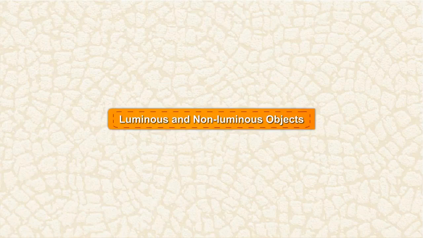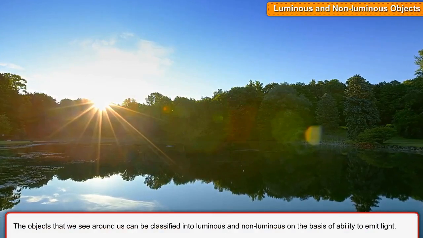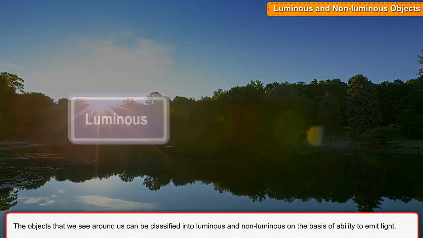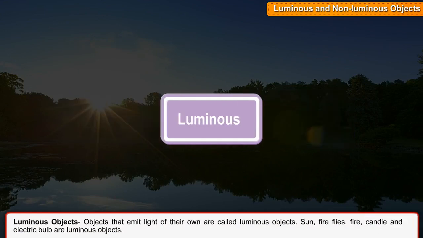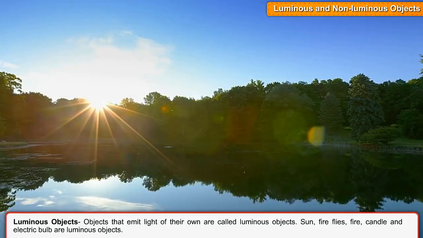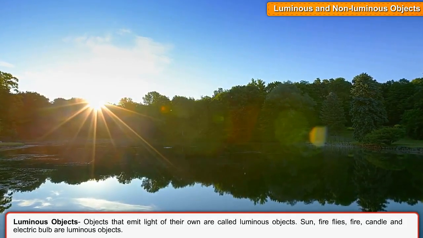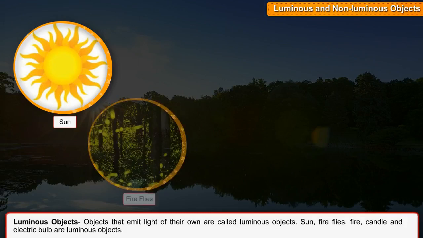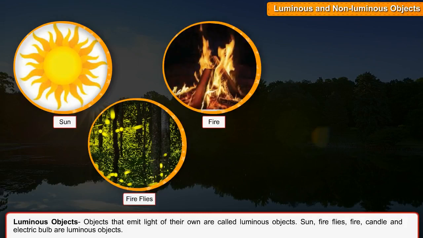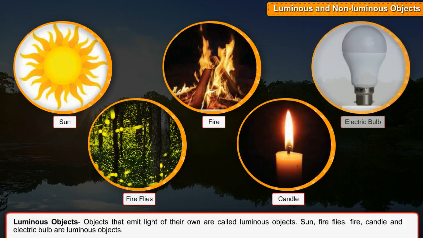Luminous and non-luminous objects. The objects that we see around us can be classified into luminous and non-luminous on the basis of ability to emit light. Luminous objects. Objects that emit light of their own are called luminous objects. Sun, fireflies, fire, candle, and electric bulb are luminous objects.